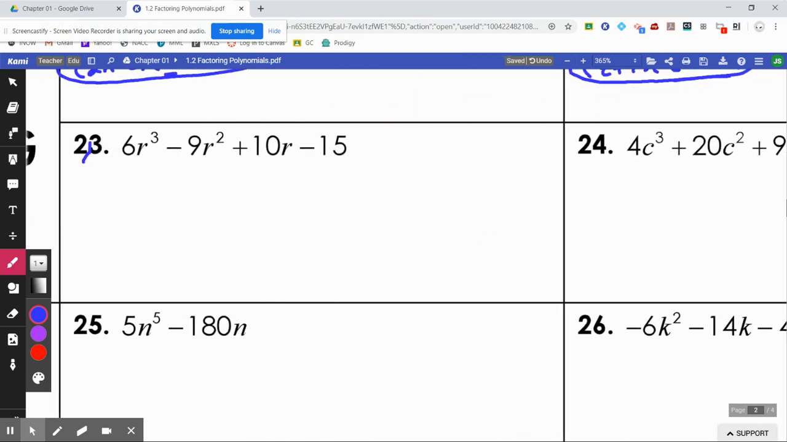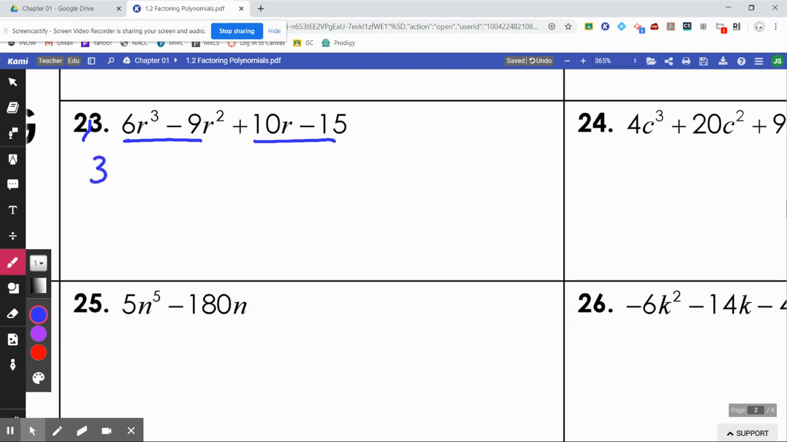23. Two groups. Pull a 3 out of 6 and 9. Pull 2 r's out of the r's, smallest power of r. You're left with a 2 and an r in our first term. You're left with a negative 3 in the second term. Second group, the only thing that is common is a 5. Pull it out, you're left with a 2r minus 3.